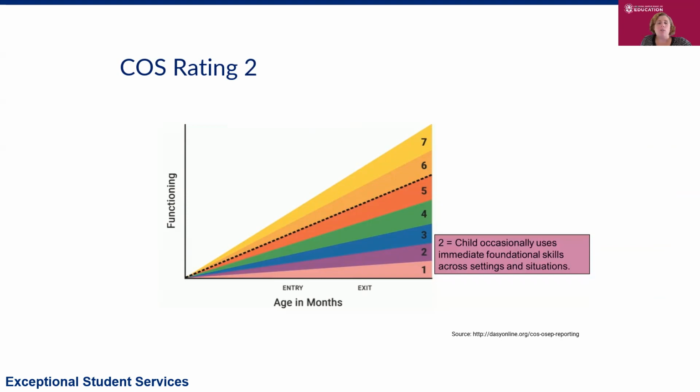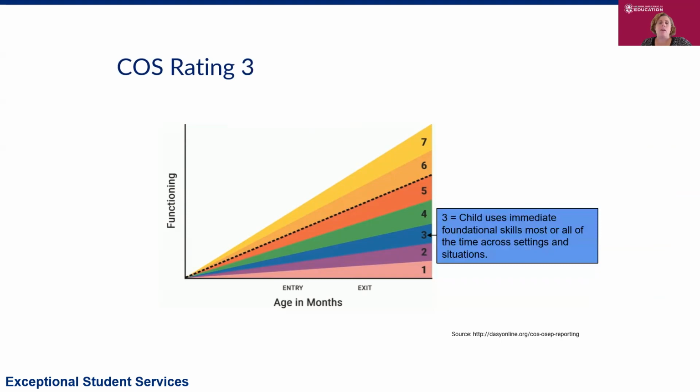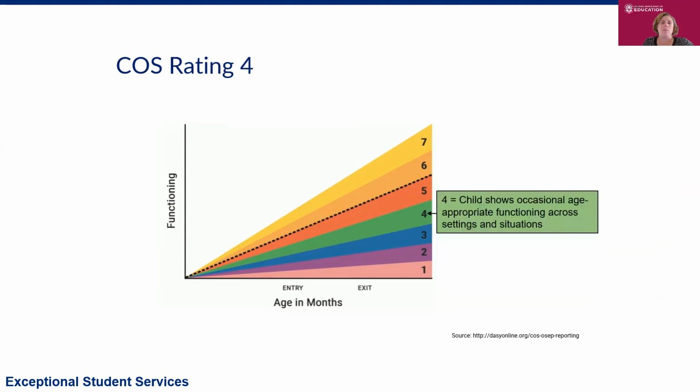A rating of 2 describes a child that occasionally uses immediate foundational skills across settings and situations. A level 3, the child demonstrates or uses immediate foundational skills most or all of the time across settings and situations. If a child was scored with 4, this is demonstrating that the child shows occasional age-appropriate functioning across settings and situations.